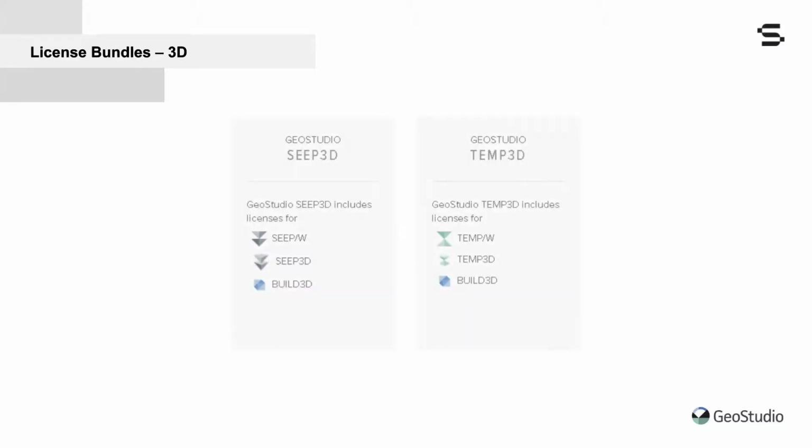All 3D products are currently bundled into either the Seep3D or Temp3D bundle. These bundles include the 2D and 3D physics of either SeepW or TempW, as well as the 3D geometry creation tool, Build3D.